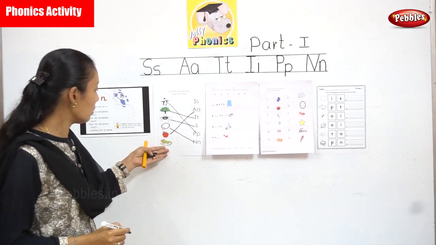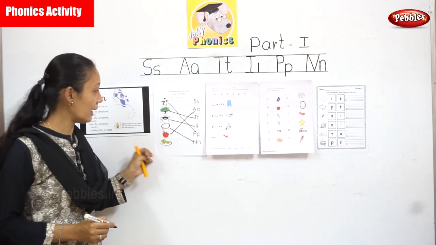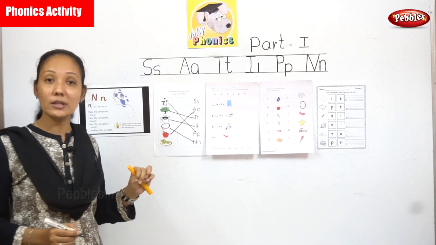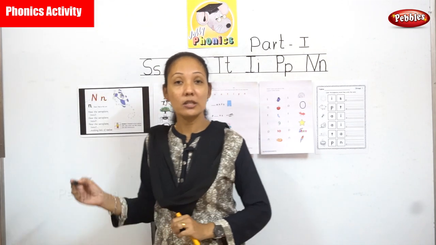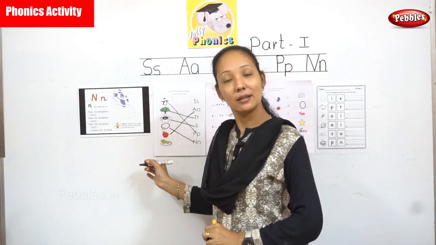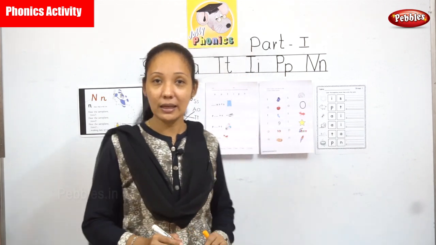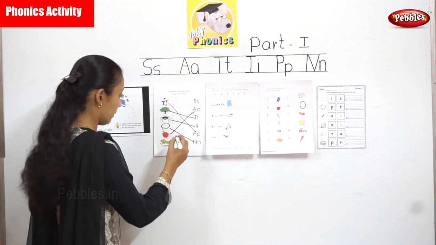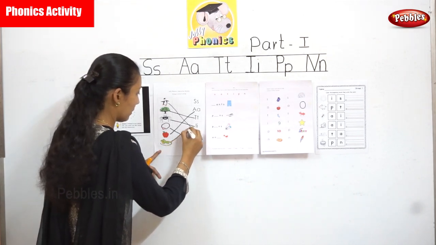Now again you have iguana. What do you have over here? Iguana. So what is iguana starting with? What is your letter? Iguana. Yes, it is I with your sound A. So shall we match it?